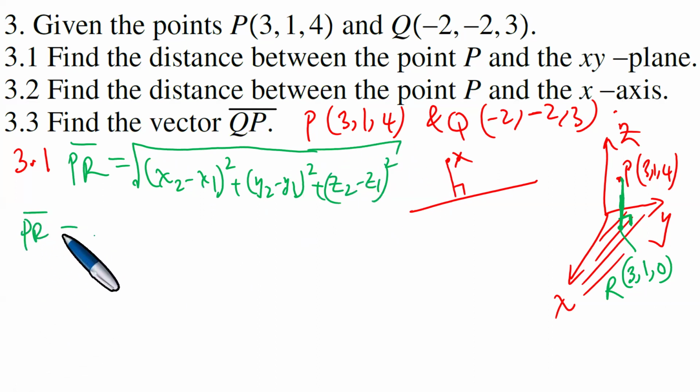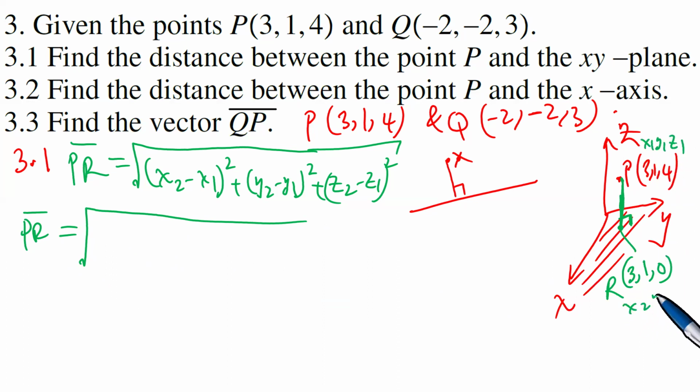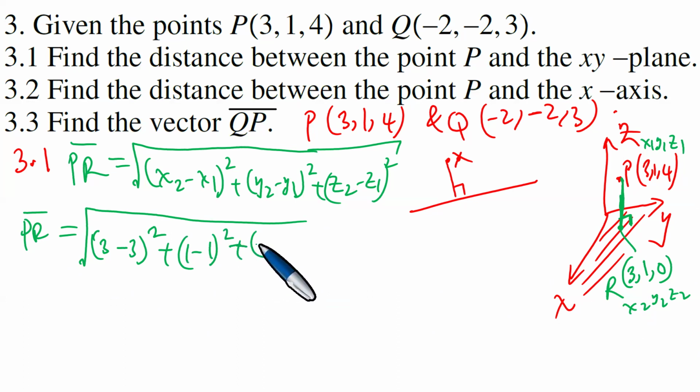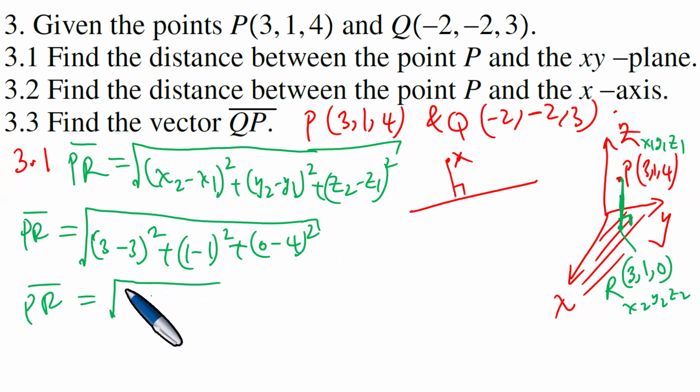Meaning that now if we have the PR, and then this one is PR, x2, y2, z2. What is x2? 3 minus x1, it is 3. You square that. y2, it's 1 minus 1. You square that. z2 is 0 minus 4. So we have this. Okay, 3 minus 3 gives us a 0. 1 minus 1 gives us a 0. And we're only left with minus 4, which is squared. And the square of minus 4 is 16. The square root of 16 is 4 units.